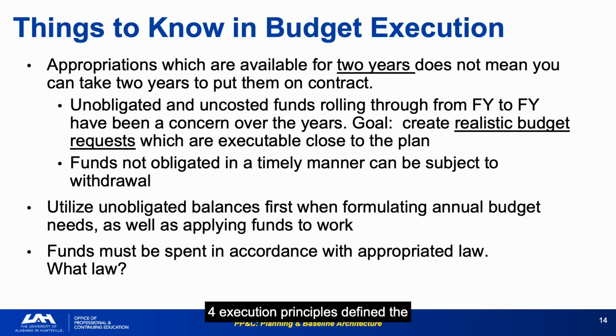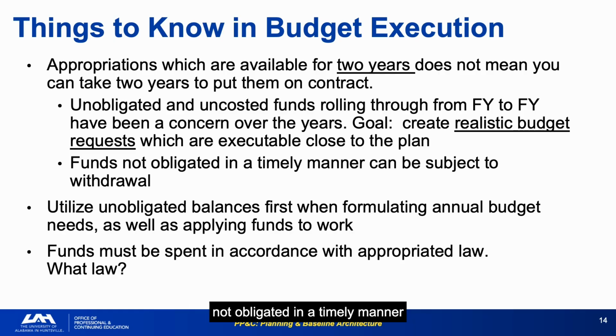4 execution principles define the compliance framework. Obligate promptly, not just within 2 years. Reduce unobligated balances before requesting new funds. Spend in accordance with appropriation law and understand the Anti-Deficiency Act. Unobligated and uncosted funds rolling through from FY to FY have been a concern over the years. Programs that accumulate large balances create the appearance of poor management and invite external intervention.